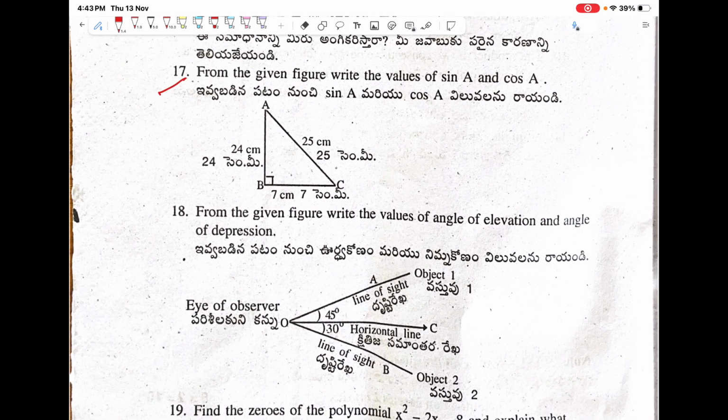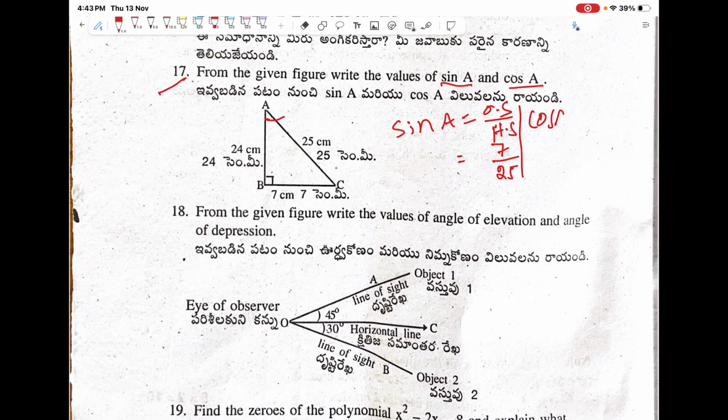Look at question number 17. From the given figure, write the values of sin A and cos A. They are asking sin A and cos A, and sin ratio is opposite side by hypotenuse. From the perspective of A, opposite side is 7 centimeter, hypotenuse is 25 centimeter. So sin A equals 7 by 25.